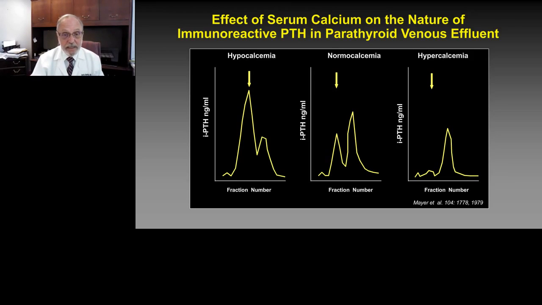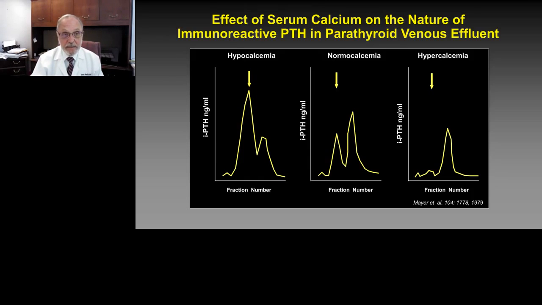And when he fractionated this by gel filtration, so separating things by molecular size, he was able to demonstrate that what came out of the gland was a mixture of the intact hormone here at the arrow, and also smaller molecular weight PTH fragments. And interestingly enough, as you can see both to the left and to the right of this, this varies according to the state of calcium in blood.